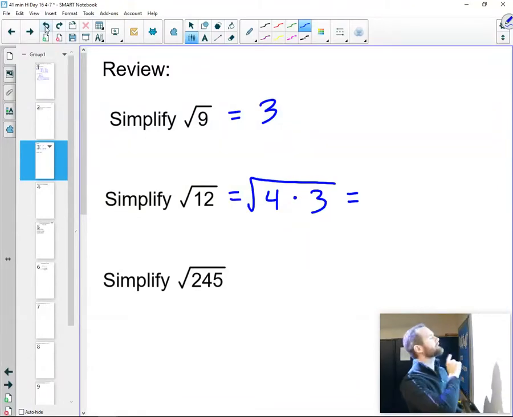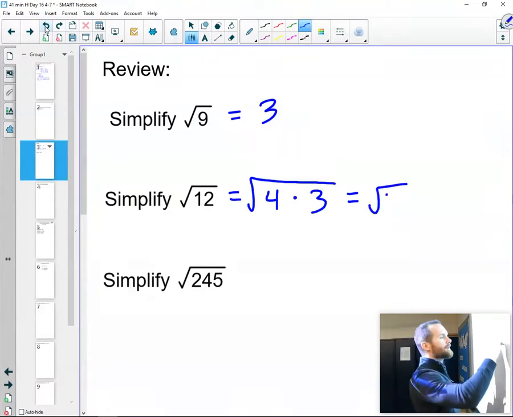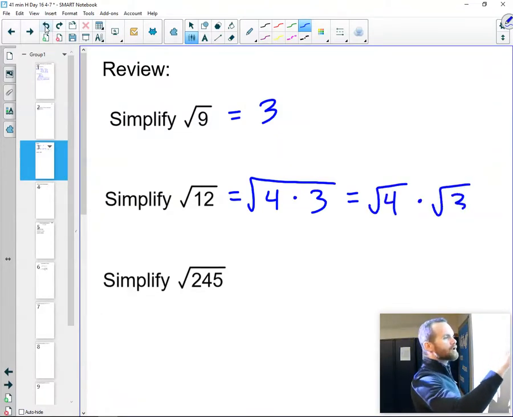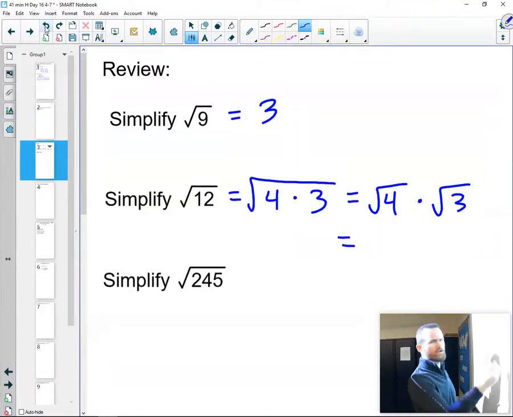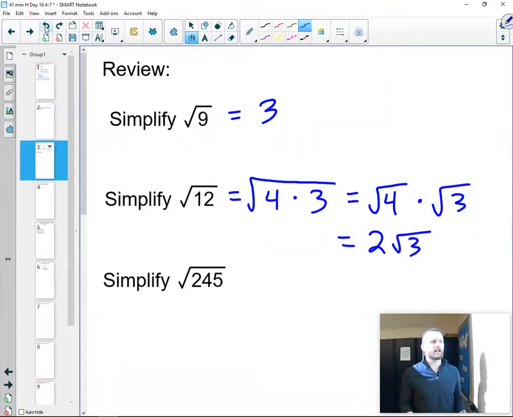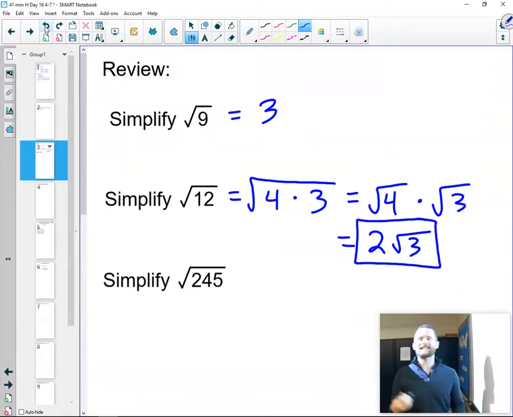We could technically rewrite it like this as well, if that helps you. You don't need to do that step, but for some students that's helpful, so I'm going to show you that. Anytime you're multiplying two numbers inside a square root, you can split them up into two separate square roots that you're multiplying. And then that will become, well, the square root of 4, that's just 2, times the square root of 3, which is just the square root of 3. We can't simplify that anymore because 3 is not a perfect square, and there's no perfect square factors of 3. So this would be a final exact answer for simplifying the square root of 12. It's 2 times the square root of 3.